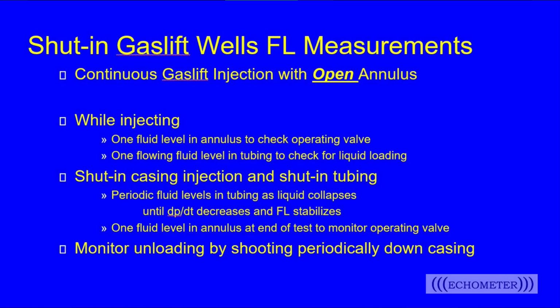You know, we have some advantages of shooting down an open annulus because the gas lift valves may make a better marker down the annulus. We can count collars if we need to or whatever. But we would like to at least shoot down the annulus at the end of the test to see where our fluid level is, to see what gas lift valve we'll be operating through. And we can monitor the unloading then by shooting down a liquid level and seeing as we change through operating through different valves.